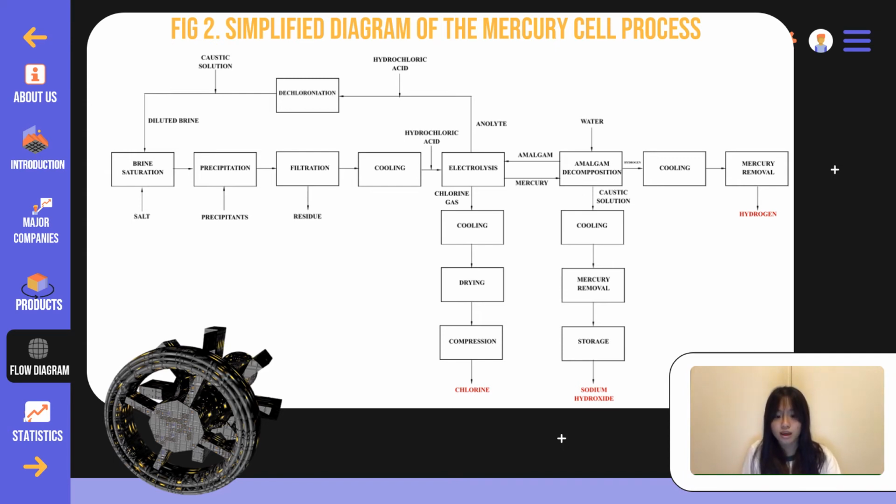The chlorine is removed from the anode and then cooled, dried, and compressed. The sodium, on the other hand, combines with mercury to form a sodium amalgam. The amalgam is further reacted with water in a separate reactor called the decomposer, to produce hydrogen gas and caustic soda solution. The caustic and the hydrogen are then separately cooled and the mercury is removed before proceeding to storage, sales, and other processes.